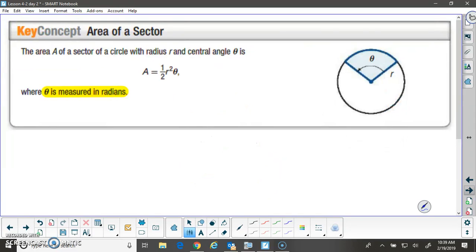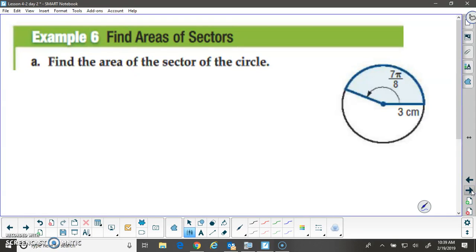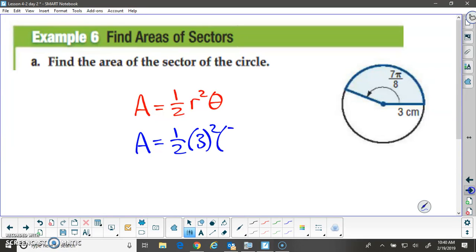We can also come up with the area of a sector using this formula here. Again, just remember, if you're using this formula, the angle needs to be in radian measure. So that's finding the area of a sector. On this particular one, you can see that the radius is 3 centimeters and the angle is 7/8 pi. So to find that area, we take 1/2 times 3 squared times 7/8 pi. And this answer will be in square centimeters.